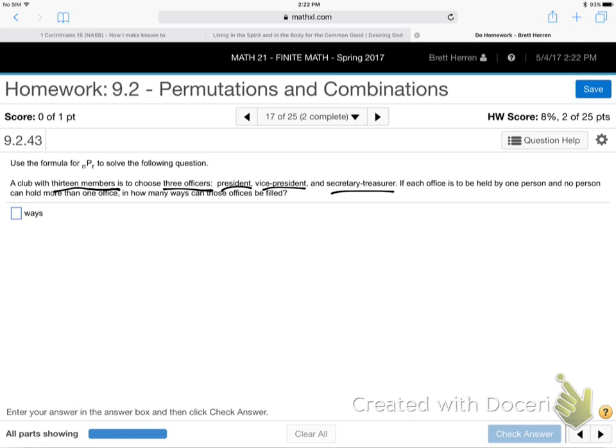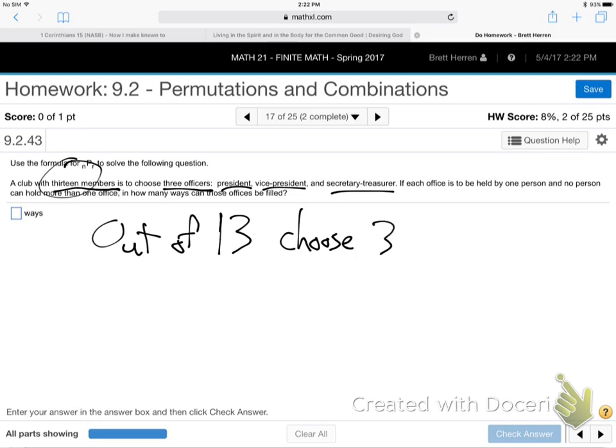So is there a big pool? And out of that big pool, we're choosing a small amount. So out of 13 members, choose, pick, whatever, 3 to be officers of some kind, right? Now, the whole question: does order matter or not? So how do you answer that question?